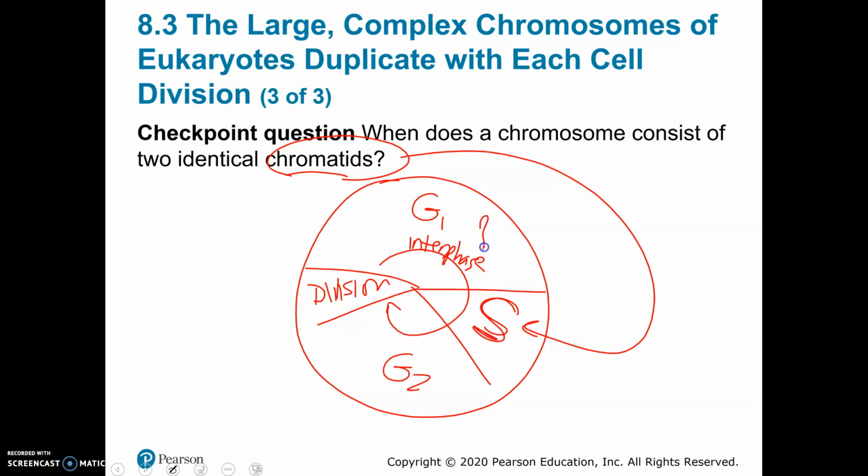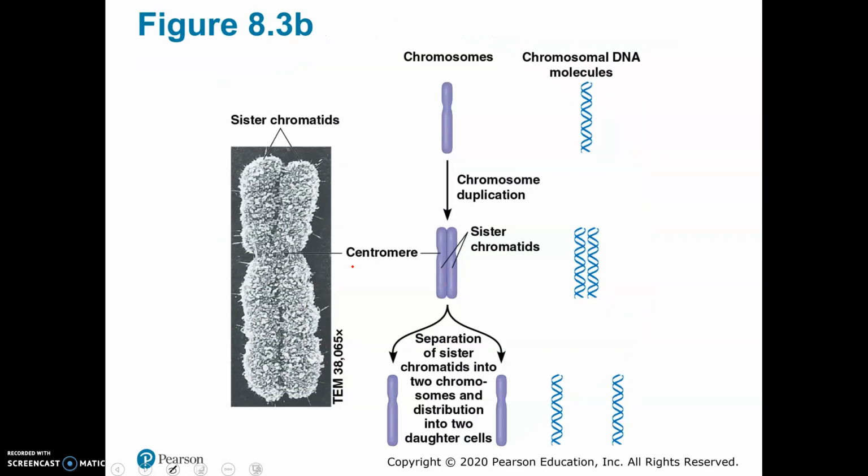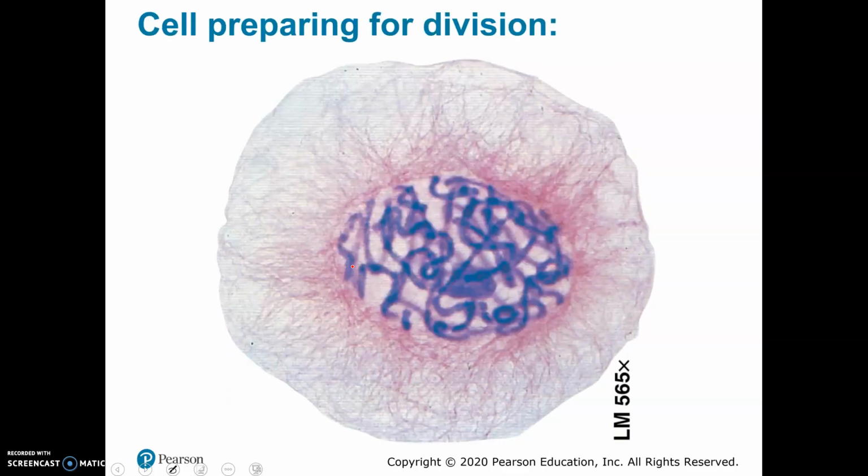So here in G1, the chromosomes would look like sticks. In S, they would now look like this, like an X. And that would be the same in G2, and then the cell would divide, and they'd go back to being sticks again in the offspring. So, this is a cell getting ready to divide.